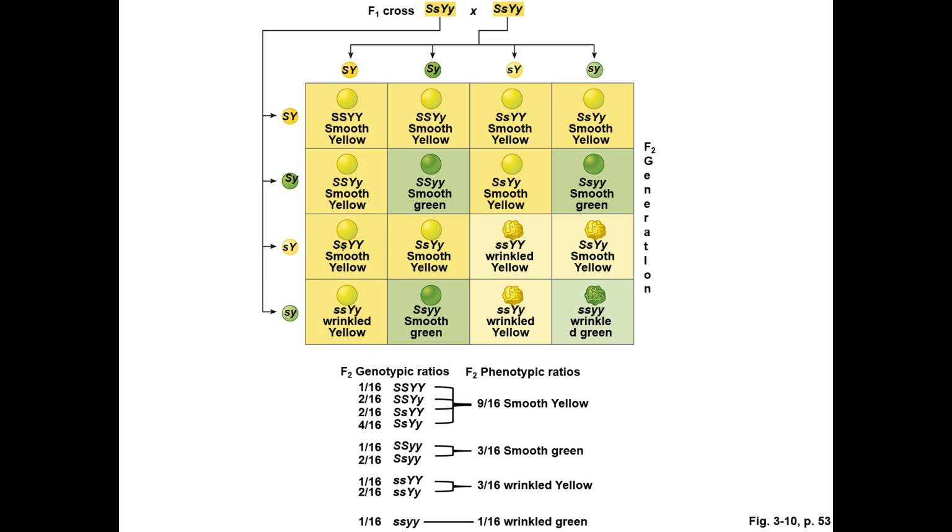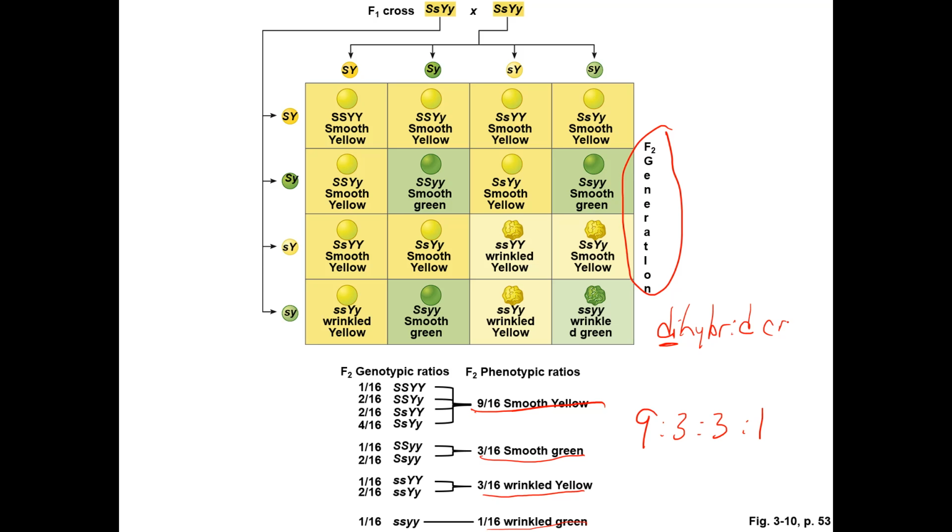You go through and you just cross these, and ultimately you get these values when you do it all out. You get 9/16 of them are smooth yellow, 3/16 of them are smooth green, 3/16 of them are wrinkled yellow, and 1/16 are wrinkled green. So you get this 9 to 3 to 3 to 1 ratio. And that's what you generally get for the F2 generation of what's called a dihybrid cross, because we're looking at two traits, so it's di. Sorry about that. Dihybrid cross. Okay, and you get this 9-3-3-1.